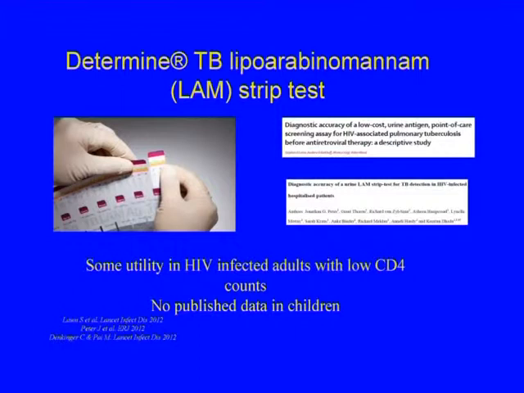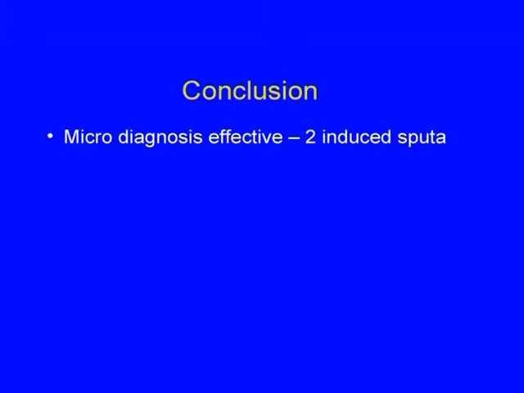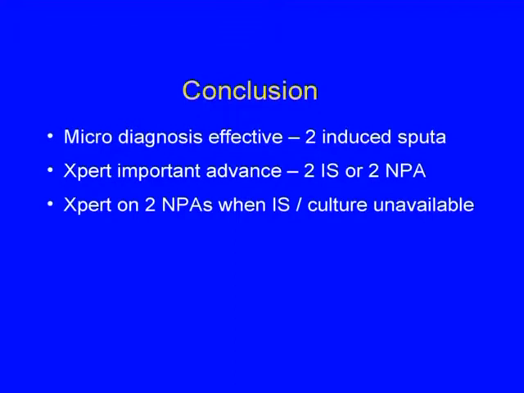So if I can just conclude with a few key messages. Microbiological diagnosis can be effectively done, and I think the time has come for it to be imperative for children. There's a national rollout of Xpert for adults. We need to be advocating for this to be extended to children as well. Two induced sputum samples is the most optimal specimen for diagnosis. Xpert represents a very important advance and can be done either on sputum or nasopharyngeal aspirates, and when induced sputum or culture is unavailable, two Xperts on nasopharyngeal aspirates is a very worthwhile investigation. It will give you around 70% of children who would be culture positive.